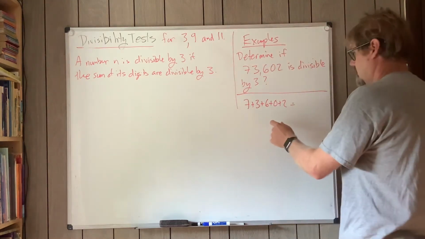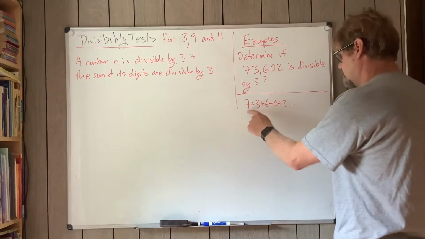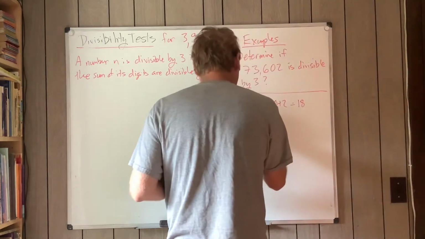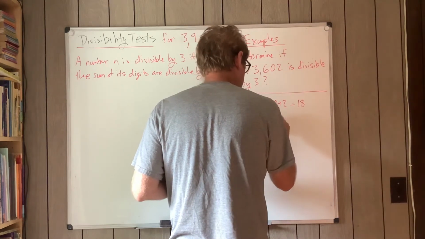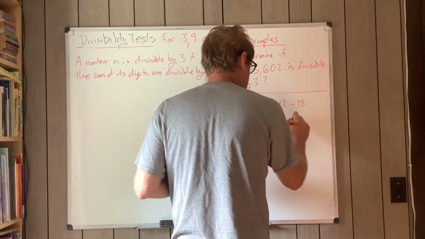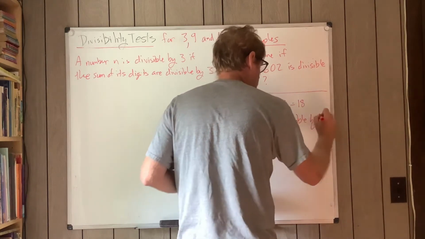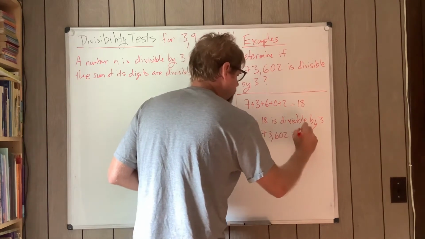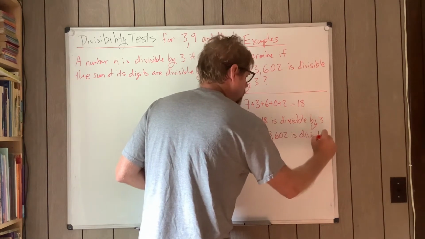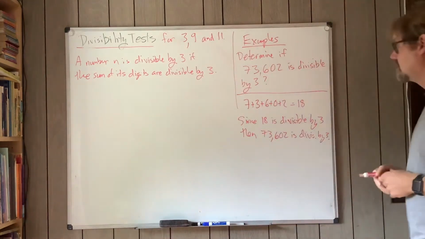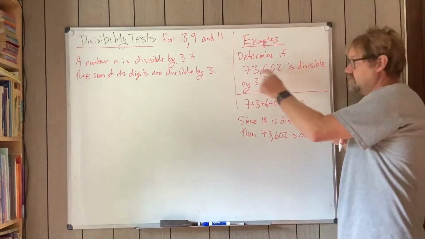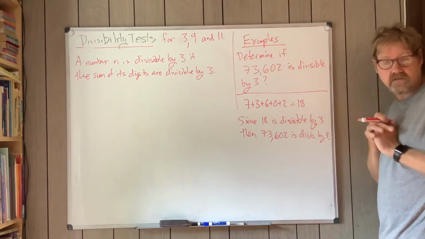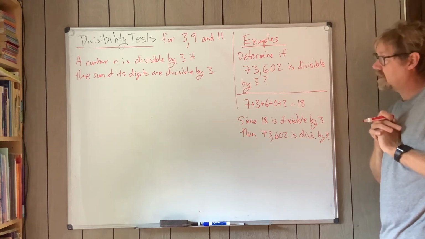Right? Let's see. I got 7 and 3 is 10, and 8 is 18. So since 18 is divisible by 3, then the original number is divisible by 3. Okay. So this is really nice. You should be able to do this a little bit easier in your head as well.